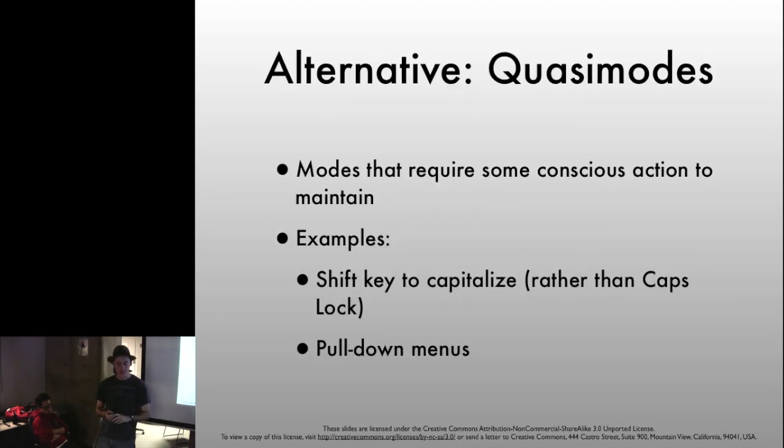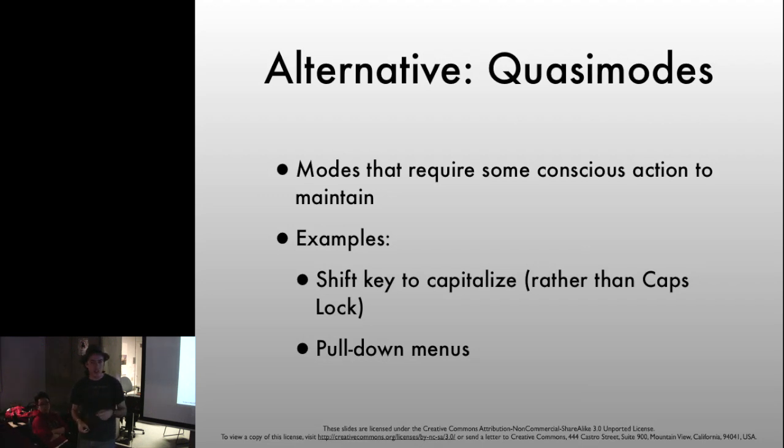An alternative that I think Norman offers, he calls them quasi-modes, where they're modes, but they require some kind of conscious action to maintain. So an example, instead of holding down the caps lock key to type a bunch of characters in uppercase, if you hold down the shift key, then all the time that you're typing those capital letters, you know that you're typing capital letters because you feel that muscle tension of you holding down the shift key.